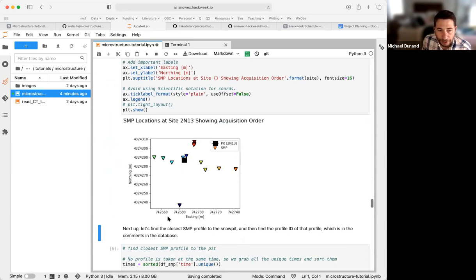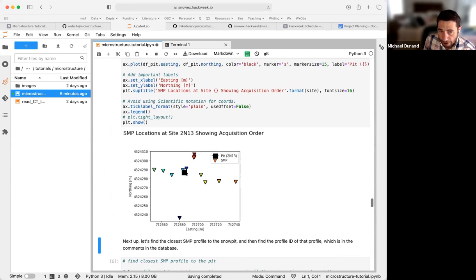And so here we've got easting and northing, so this is a map, right? And here's the snow pit, the big black square. The triangles are color coded based on, I believe, when they were taken, acquisition order. If we want to compare them, we'd probably want to grab the ones that were close to the snow pit. And in fact, the measurement protocol, which Megan can clarify if I get it wrong, was to measure just behind the snow pit face. So there were several made just behind the snow pit face to enable this kind of calibration and comparison.